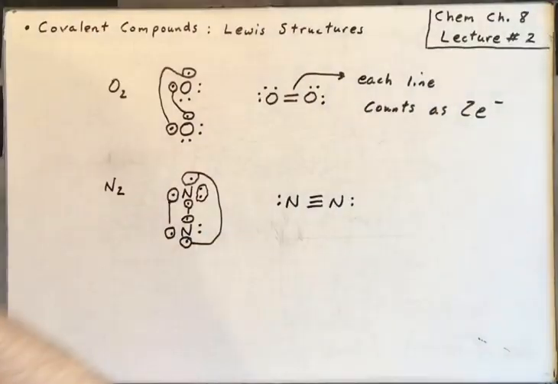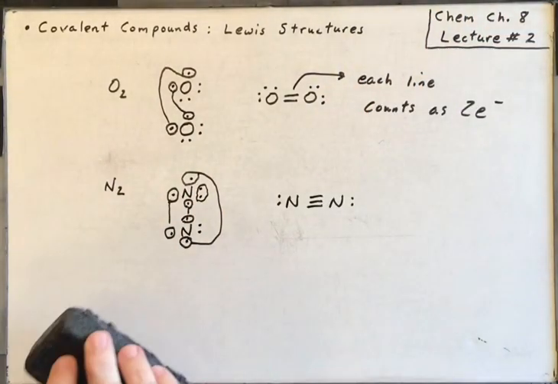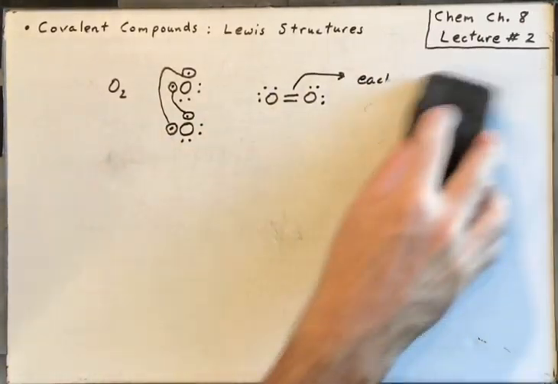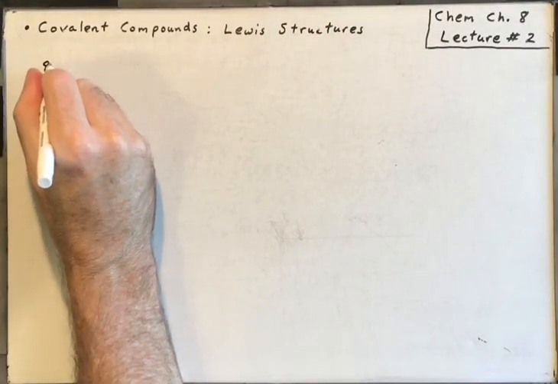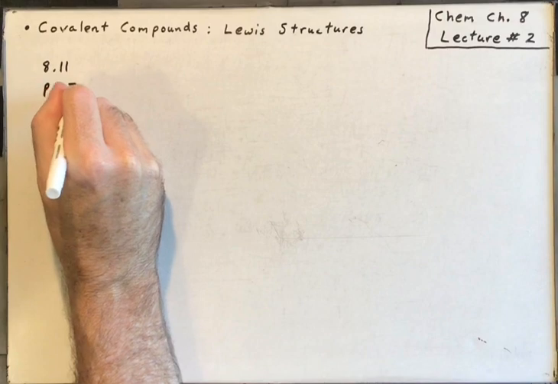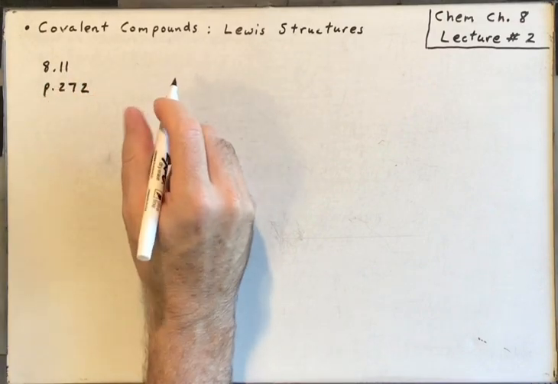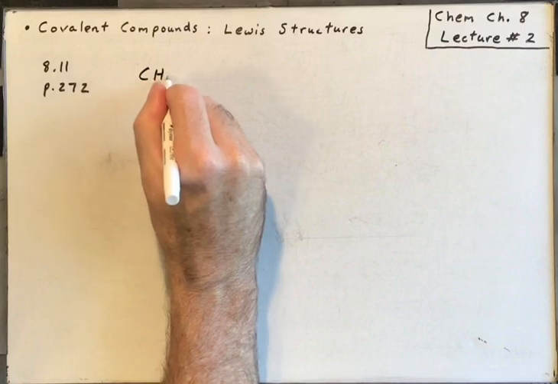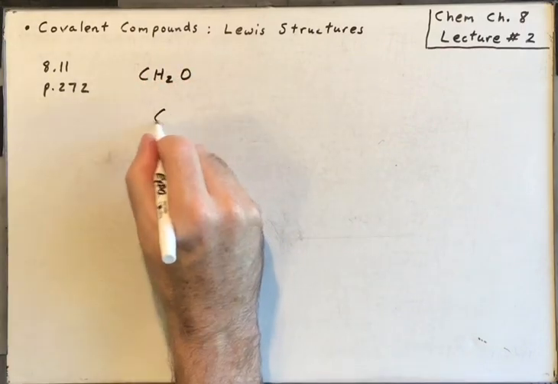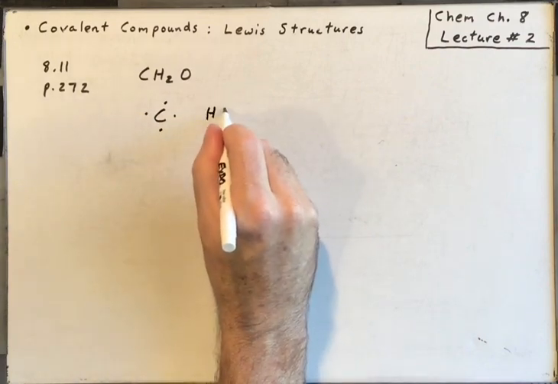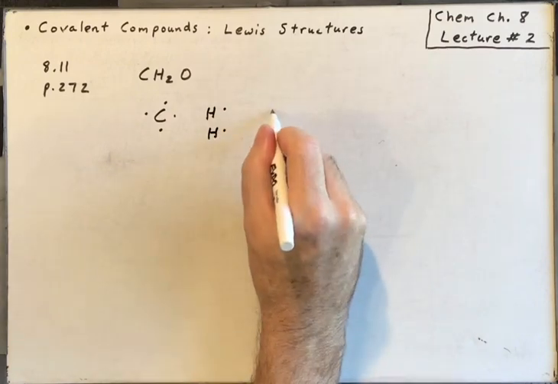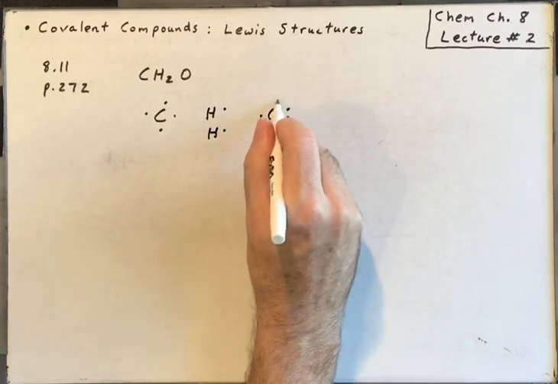All right, let's do a couple of example problems from the book. So if you'll flip over to page 272, we'll do 8.11 and 8.12. All right, 8.11 says draw the Lewis structure for CH2O. Okay, let's draw each one here. Carbon's in column 4, so 4 valence electrons. Each hydrogen in column 1, and oxygen is in column 6.